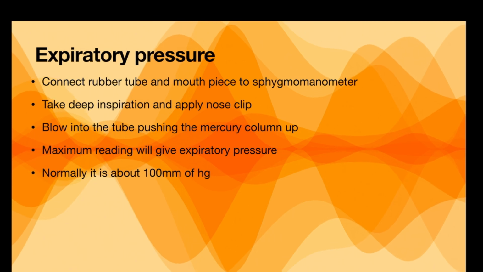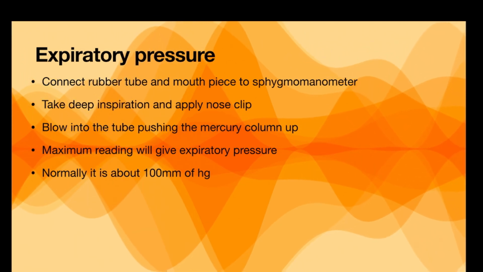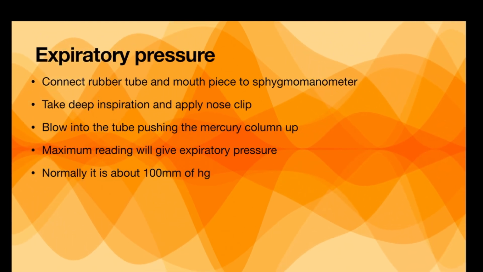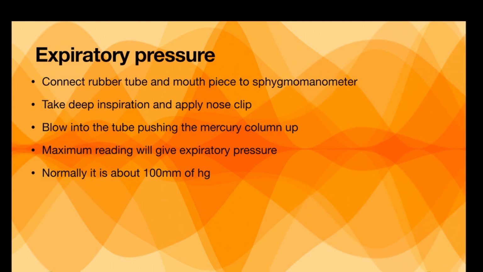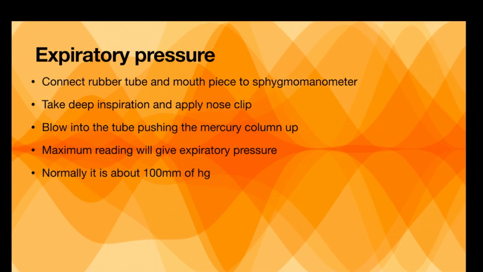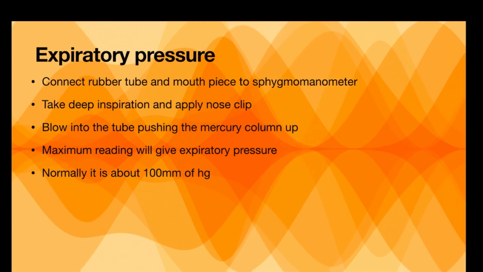Next is the expiratory pressure. To measure the expiratory pressure, connect a rubber tube and mouthpiece to the sphygmomanometer. Take a deep inspiration and apply a nose clip. Blow into the tube, pushing the mercury column up. The maximum reading will be the expiratory pressure. Normally it is about 100 mm of Hg.